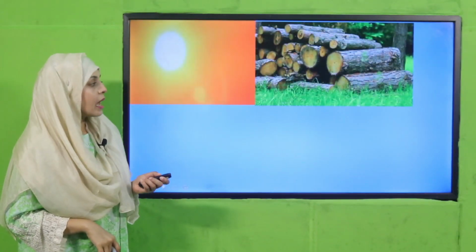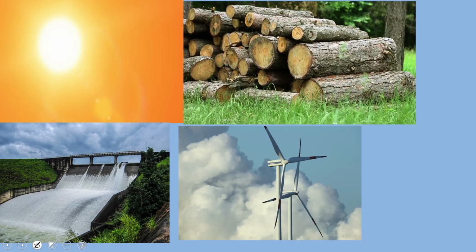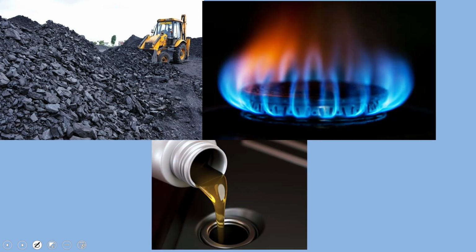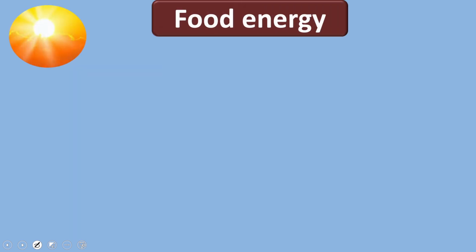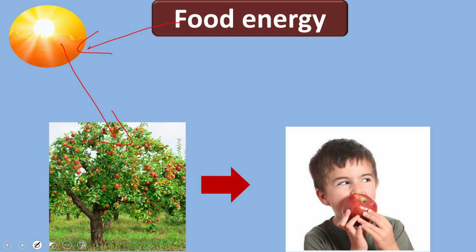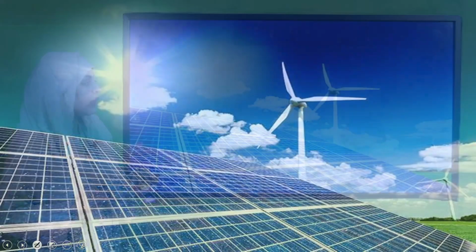So sun and wood, water, windmill, coal, petroleum and gas, natural gas, these are natural sources of energy. So food energy comes from the sun. How? Because the plants make their food in the presence of sunlight, and human beings and animals utilize this food for energy. So for living things, the sun's energy is very important.